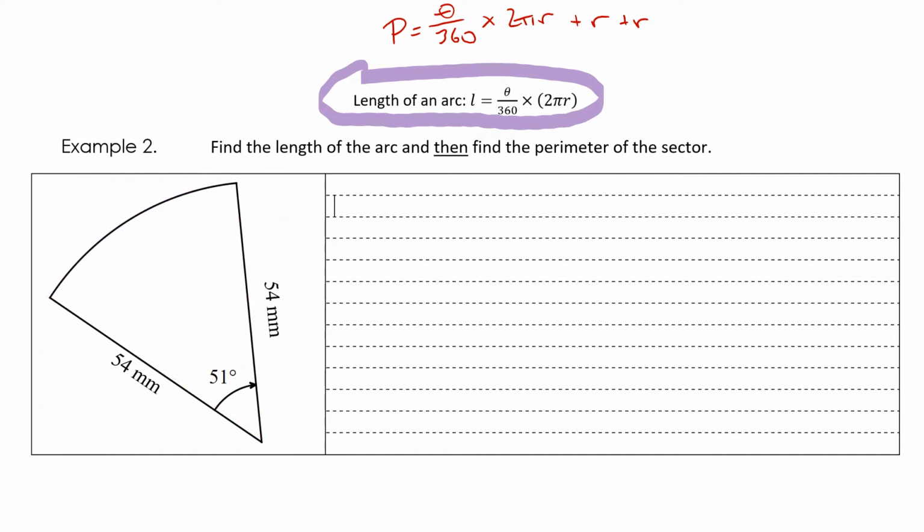If it's a question like that, we can't do it all at once. It says find it and then find the perimeter. It's giving you explicit instructions. So we are going to first find the arc length. To find the arc length, we've got theta. I'm going to write the formula out first. So we'll go L for arc length, theta over 360 times 2 pi r.